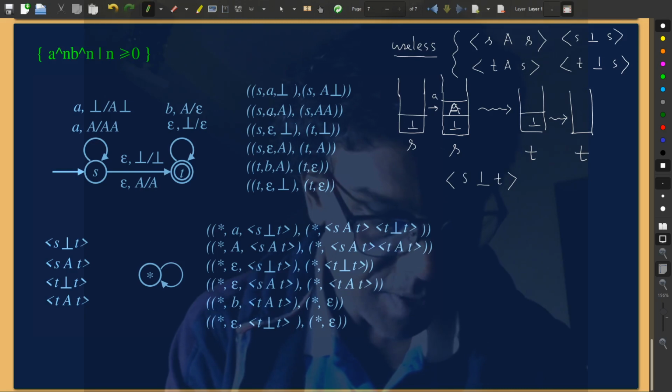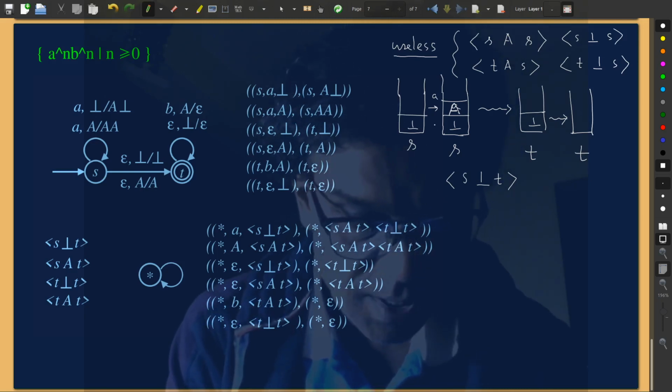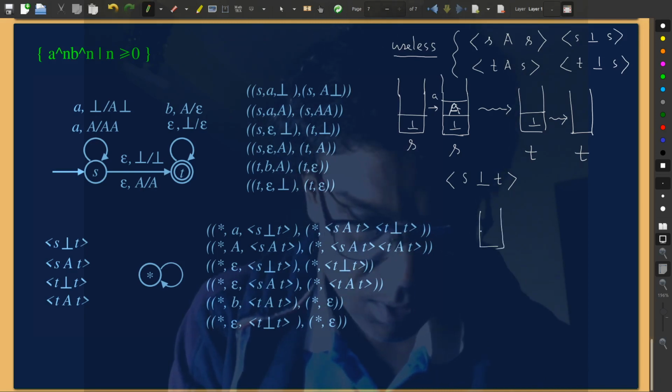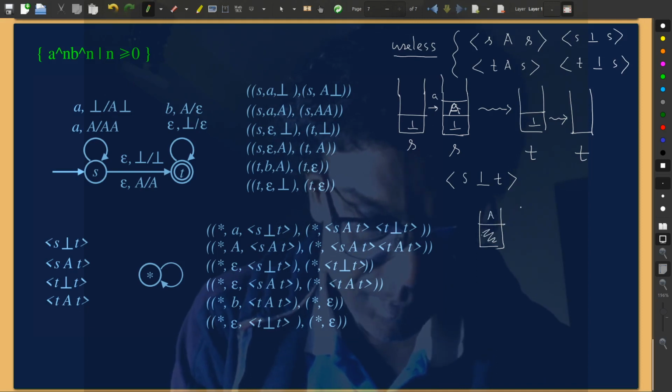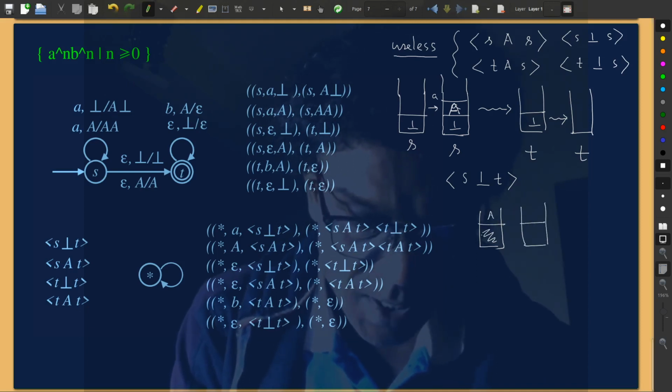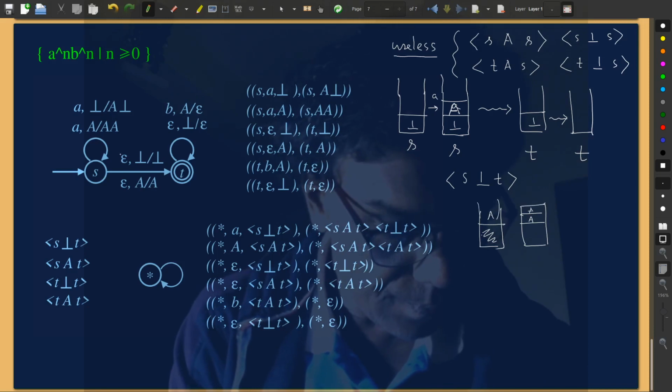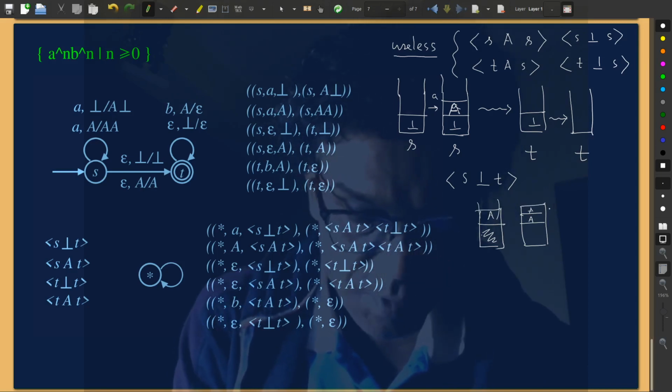Likewise, if I have S A A, so instead of this, I have A here. So I have a situation like this. Somewhere there is something, and then I have A. Then this A is replaced by A A. Eventually, this machine will get rid of this A first, and then it will get rid of this second A, leaving this part untouched.